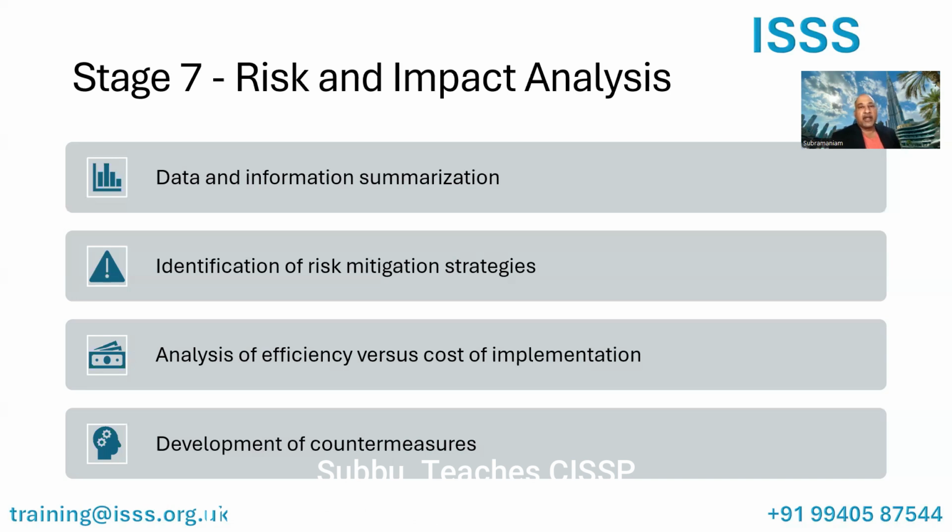Risk and impact analysis, data and information summarization, the identification of the risk mitigation strategy. What you have actually done is you have identified the assets, and the decomposition of the application is done. Analysis of the efficiency versus cost of implementation. If the asset that you are trying to secure is 50,000 US dollars and the cost of implementation is 75,000 US dollars, you can accept that risk.